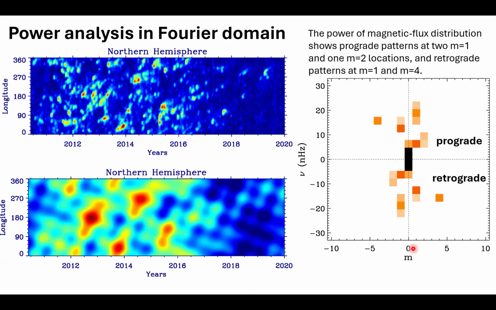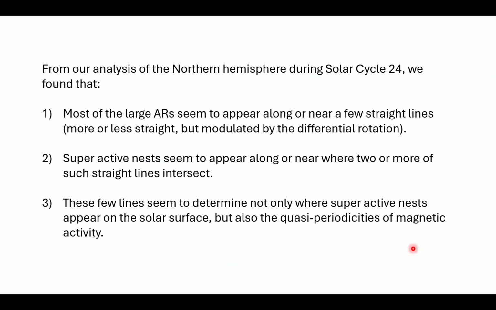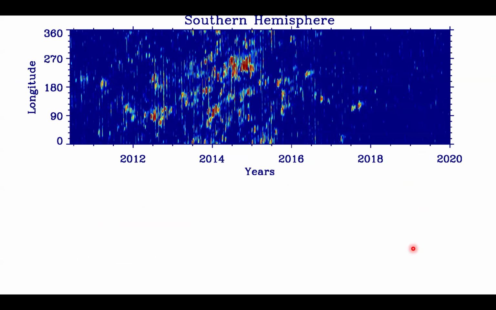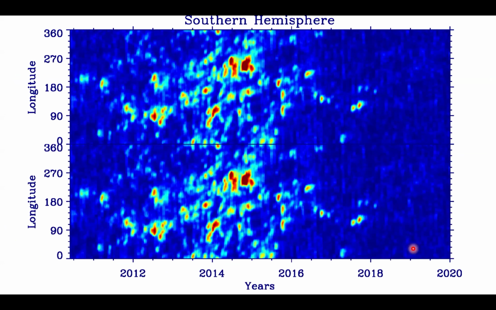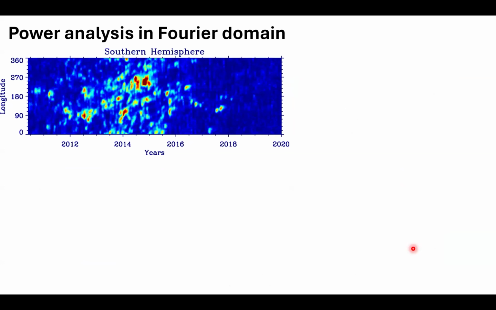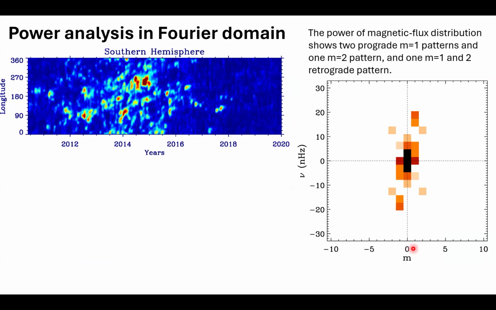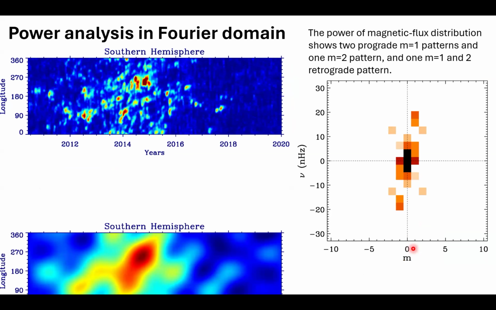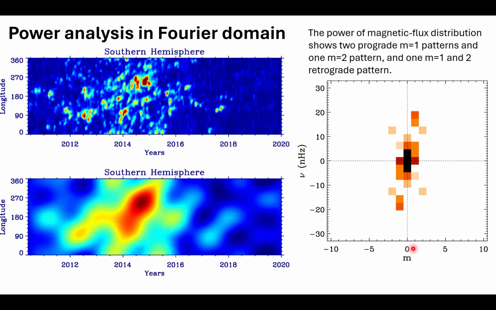So this is from the northern hemisphere, but I can briefly go through the southern hemisphere. Okay, this is what it's like. I repeat the analysis again. So this is the line integration of the magnetic flux, and this is the power analysis, and we see this power distribution. And this is the reconstruction using dominant modes.